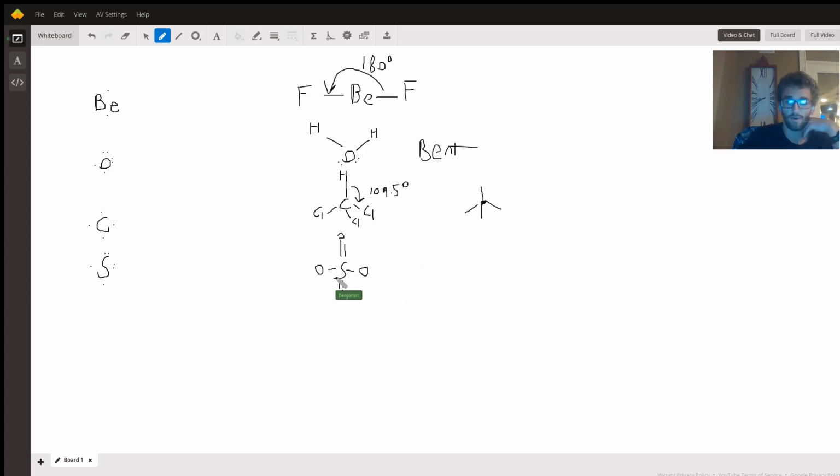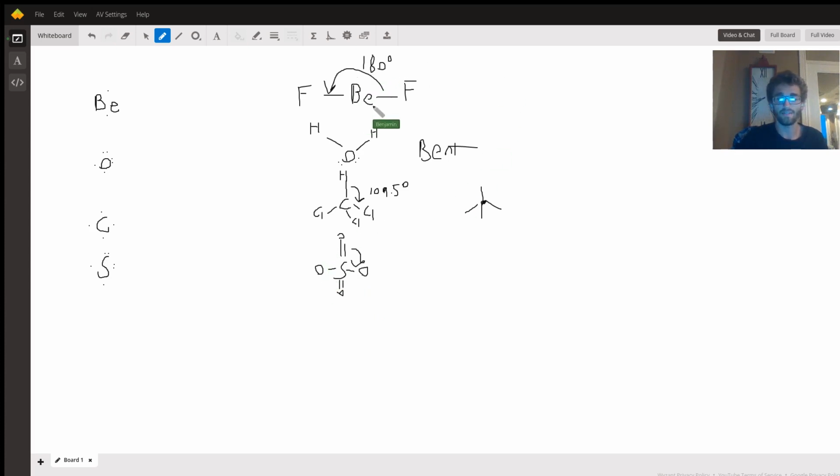And with the SO4, I believe it would be also tetrahedral. And these would be 104.5, or that might be square planar because of resonance. I don't remember off the top of my head.